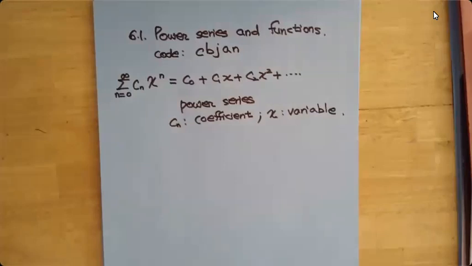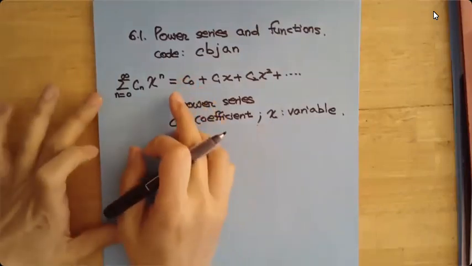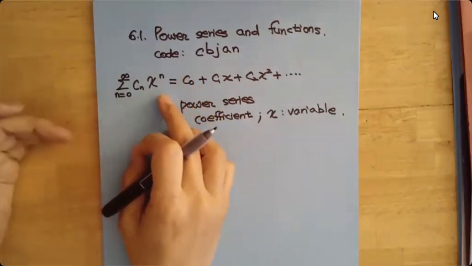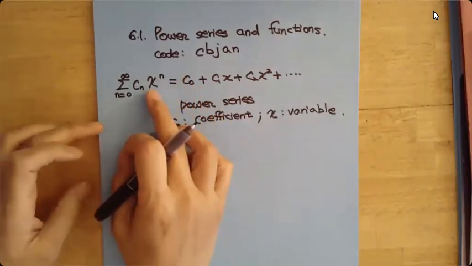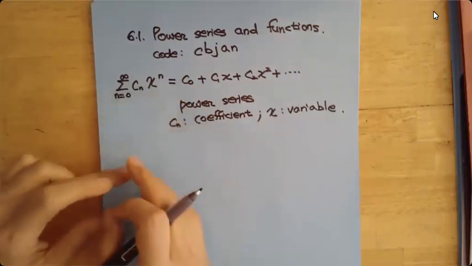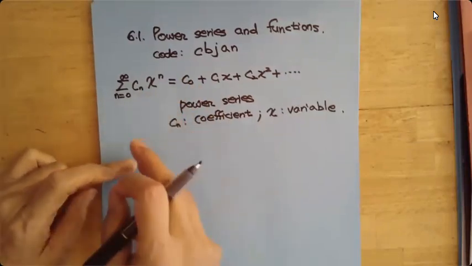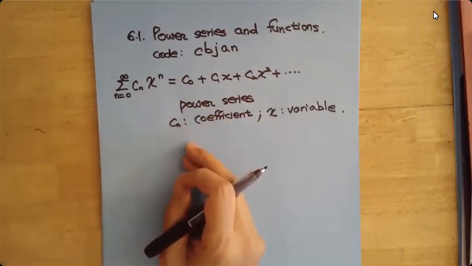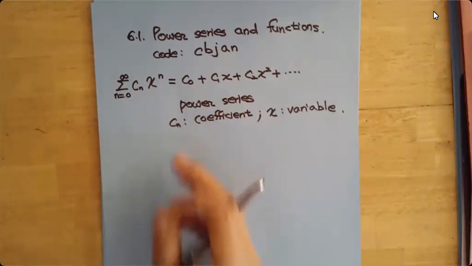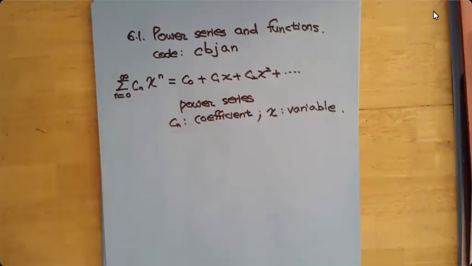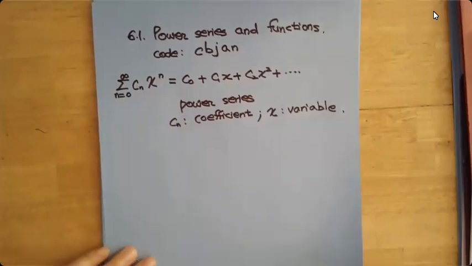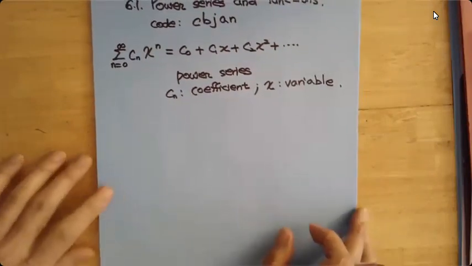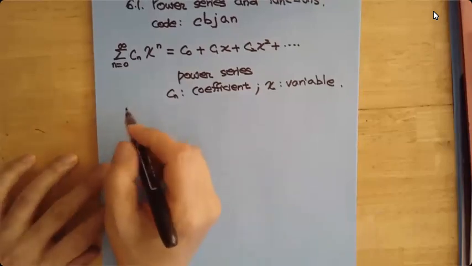We are considering a series, but it is not just one series because x is a variable. Therefore, when we change the x value, a new series will be created. So we are considering the collection of power series, a collection of infinitely many series, and thinking about the convergent behavior.